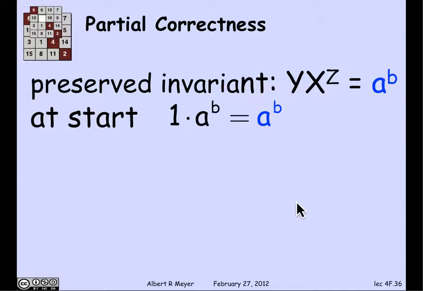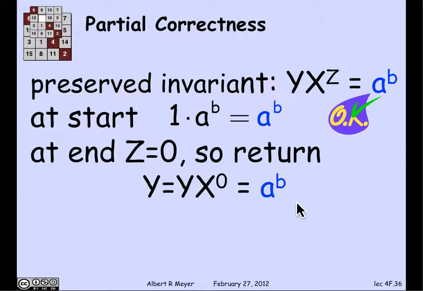Now at the start, remember, we start off with the real number a in register x, the real number b in z, and the real number 1 in y, which is the accumulator, and 1 times a to the b is equal to a to the b. So this preserved invariant is true of the start state. And that means, by Floyd's invariant principle, that it is true at the final state, if and when the thing stops. Well, when does this machine stop?